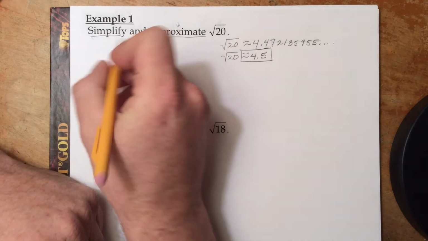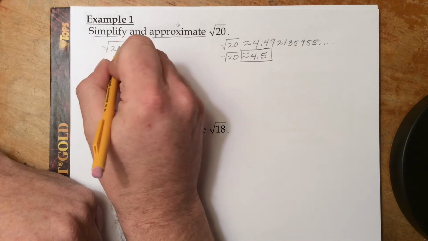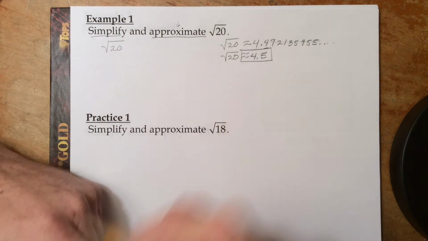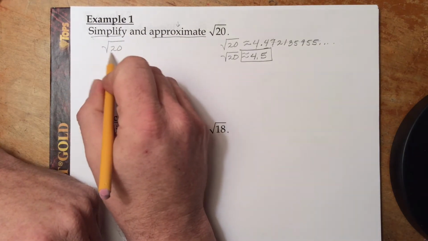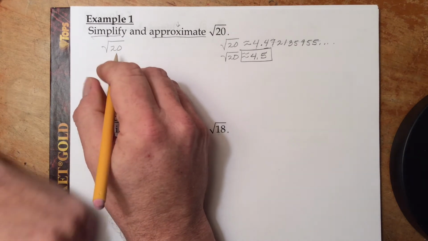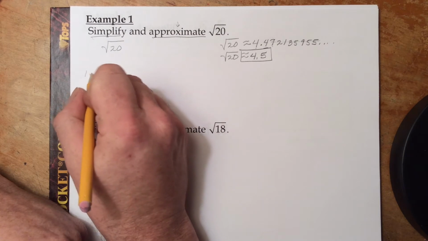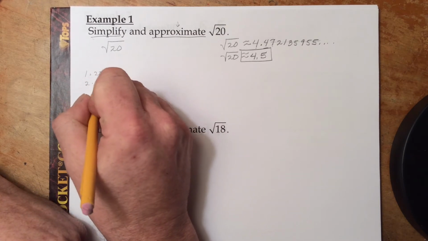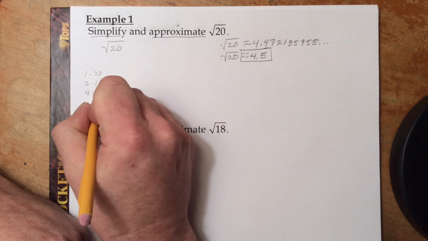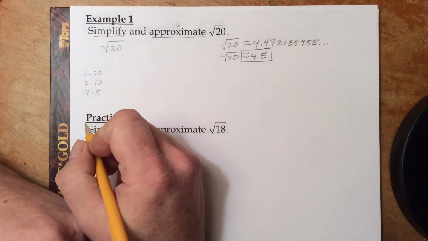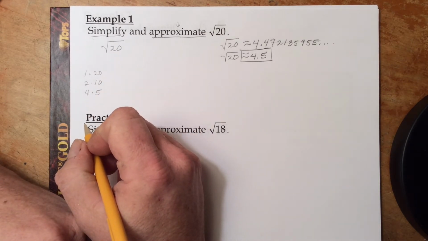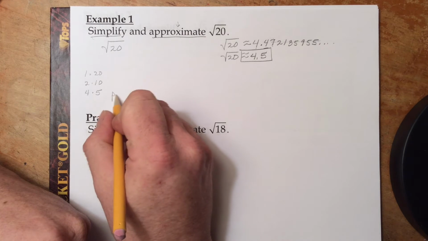Now when simplifying the square root of 20, you take the radicand, which is the 20, whatever's underneath the square root, and you think about all of that number's factors. There's 1 times 20, 2 times 10, and 4 times 5. We're only interested in the pair of factors that has one perfect square in it.